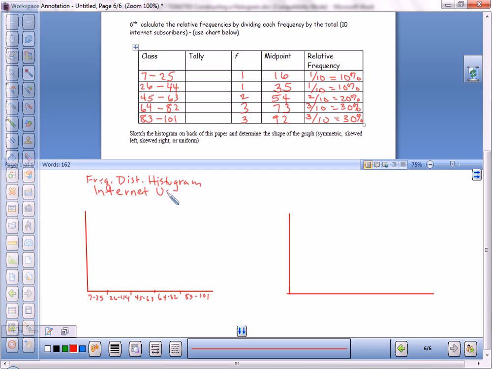Alright, so do you see how I've titled it? Now I have to label my axis. So down here I put number of minutes. And then up the vertical axis is going to be the number of people, or the frequency.